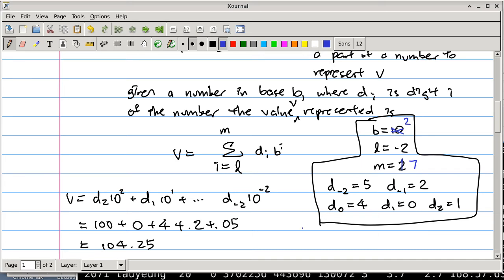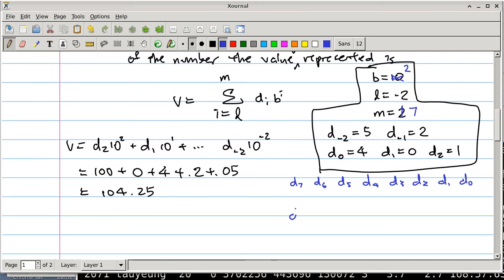Are we good? So now the question is, assuming that this is what we're changing it to, what is going to be D7? What is going to be D6? What's going to be D5, D4, D3, D2, D1, D0? And then scroll a little bit. We have D-1 and D-2. Okay, so that's the question.